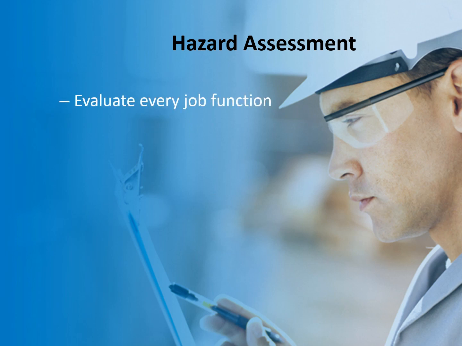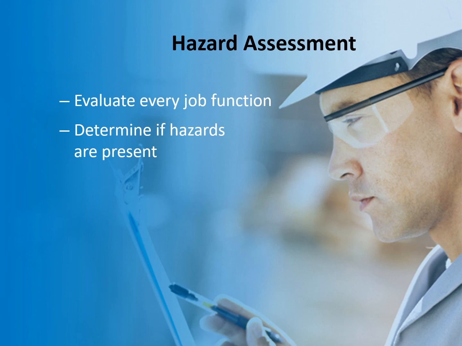First, your employer evaluates every job function and every department for potential hazards. If any hazards are found during their assessment, they record what the hazards are. Potential hazards in the work area include impact from objects or equipment, chemical exposure, heat, harmful dust, optical radiation, or falls.